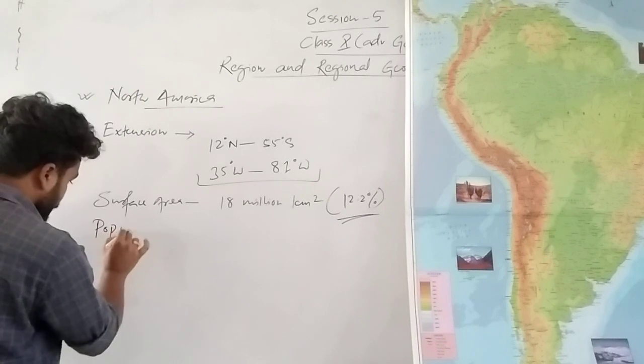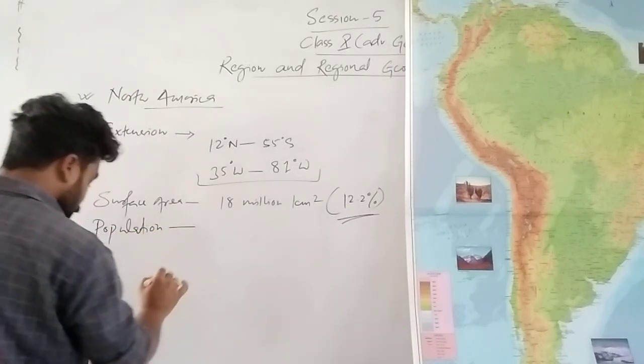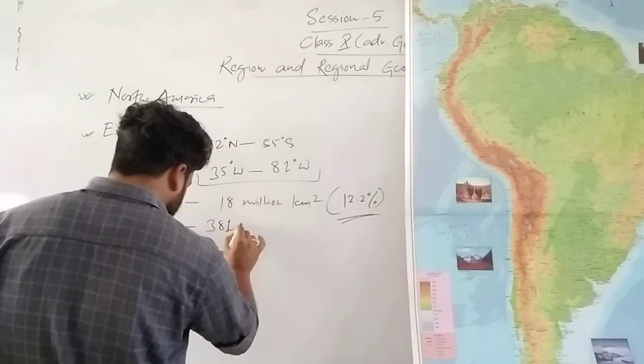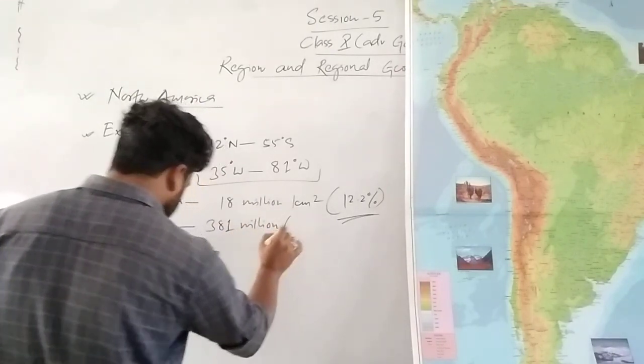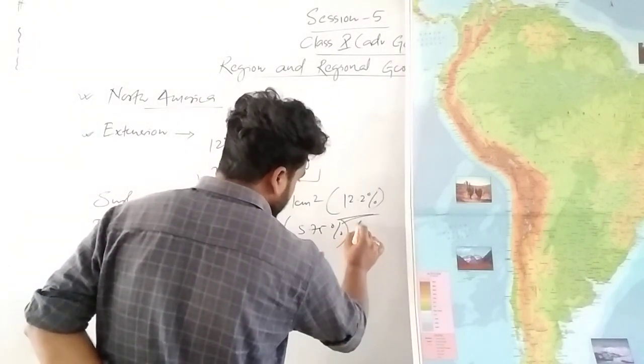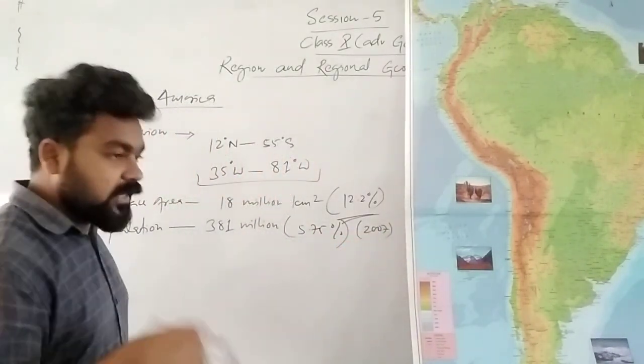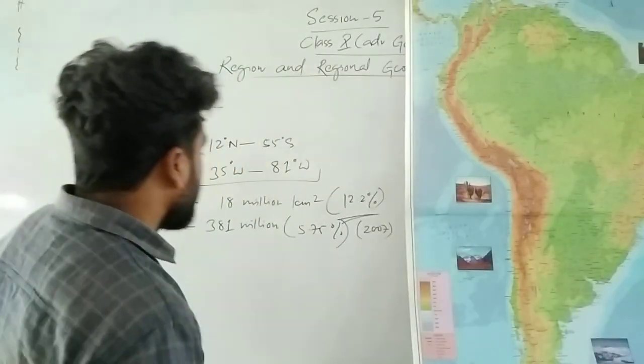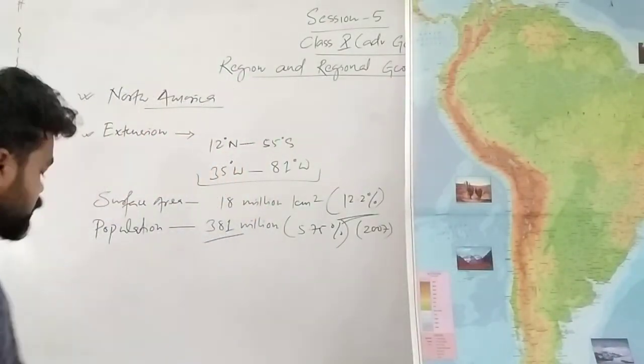Then along with this we will see the population. What is the total population? Total population is 381 million, that is 5.75%, also according to the 2007 estimate. Generally we conduct a census every 10 years. Suppose we did a census in 2011, again we will do it in 2021, and again in 2031. But every year we can estimate the population. So according to 2007, the population is 381 million.